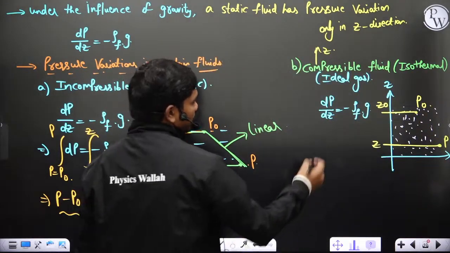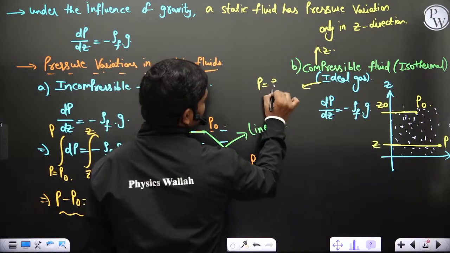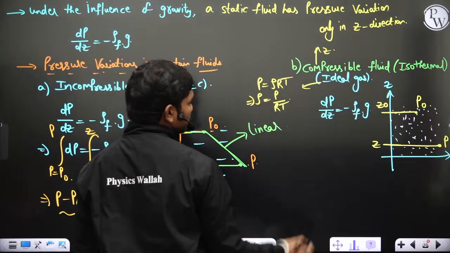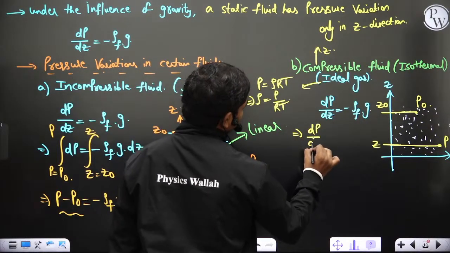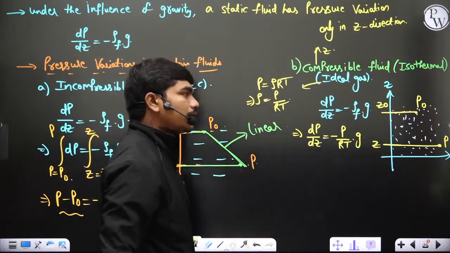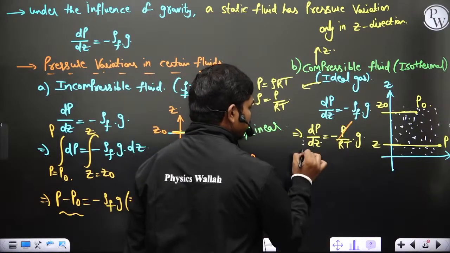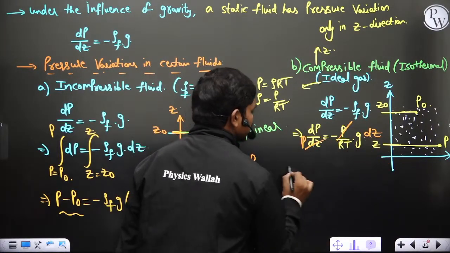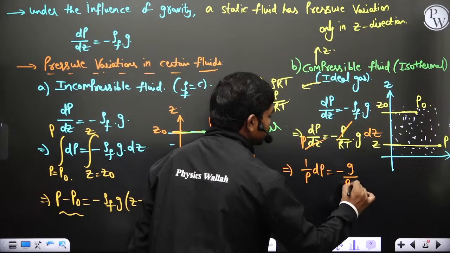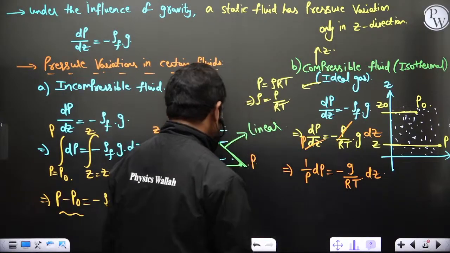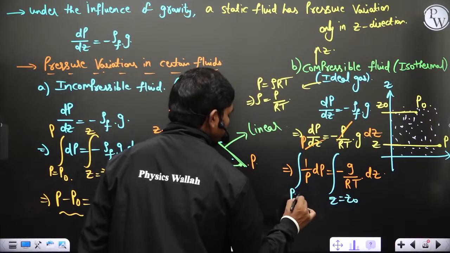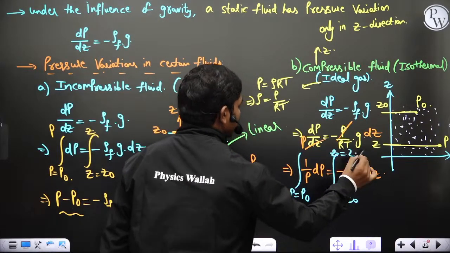If you take an ideal gas, you know P is equal to rho RT. So density is equal to P by RT obviously. So you can write dP by dz is equal to minus P by RT into g. Then you can cut this and put it here, and write 1 by P dP is equal to minus g by RT dz. If you integrate this, at z is equal to z0 pressure is P0, and at z is equal to z pressure is P.